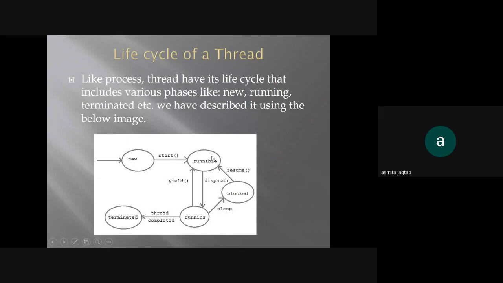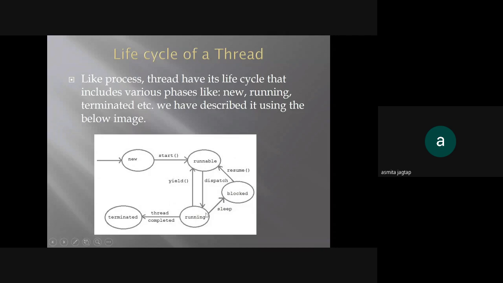Runnable state means that thread is ready for the running state, but it is not in the running state. Then the running state: if the thread object you have created is t, then on that thread object you execute the run method. So with t.run, your thread will come into the running state, and it will do whatever processing you have written inside the method of that thread. So at that time the thread will run.